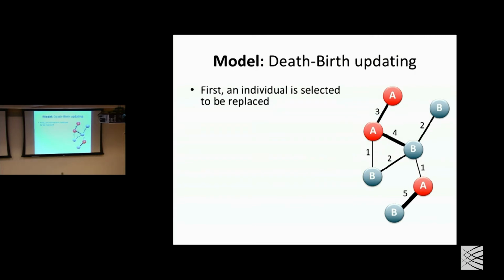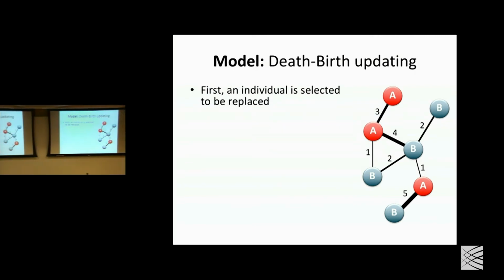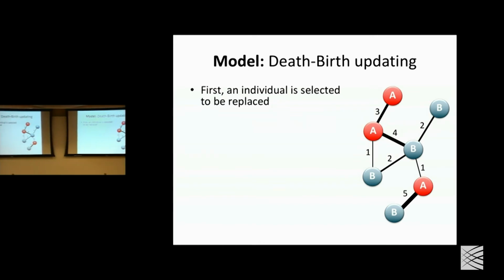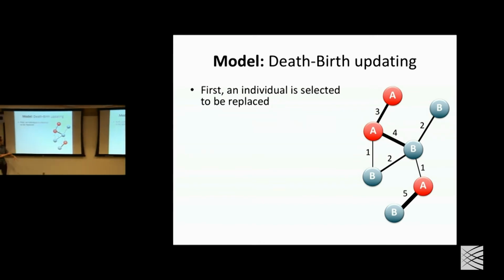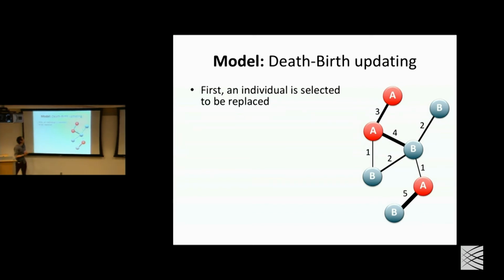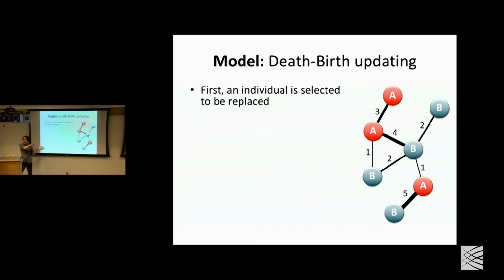So how does reproduction happen? We're going to use an update rule called death-birth updating. We also studied another one, but we'll focus on death-birth updating. In death-birth updating, everyone has a payoff, and everyone has a given reproductive rate from that payoff. The way the update works is we first select an individual to be replaced, uniformly at random. Let's say it's that former B right there. So that's now a vacant spot.